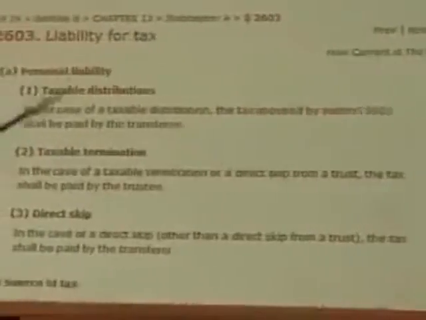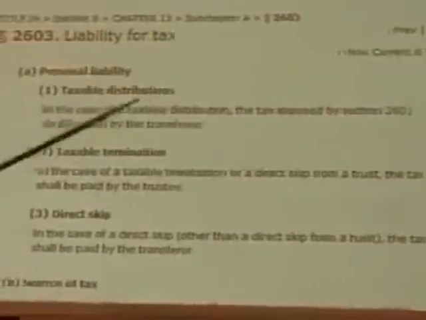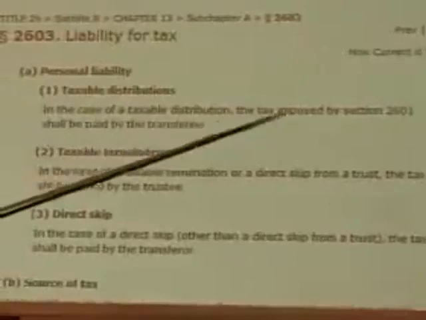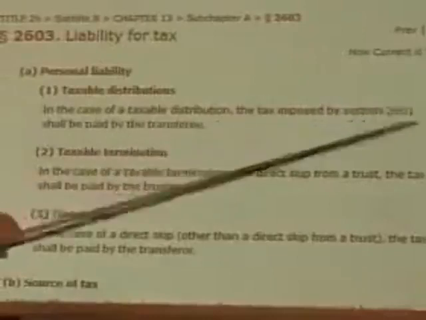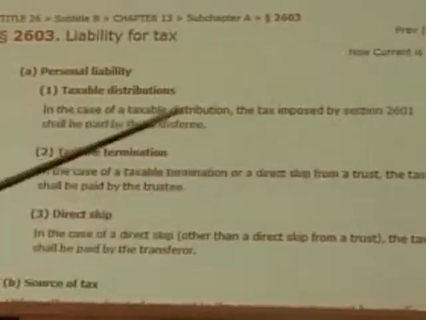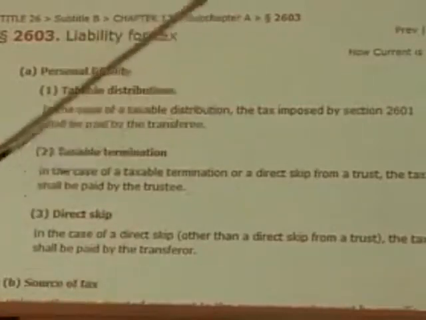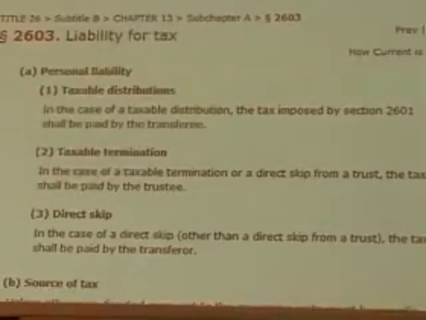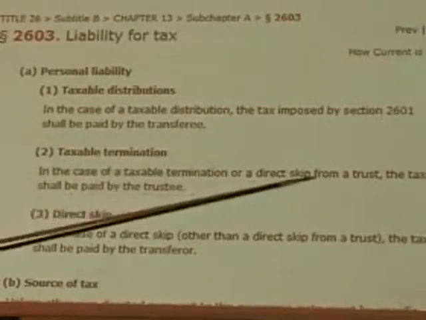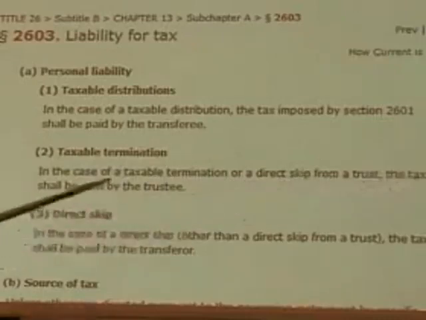Taxable distribution. In the case of a taxable distribution, the tax imposed by Section 2601 shall be paid by the transferee. That's the person that is transferred to. That's who the transferor transfers to, the transferee. Taxable termination. In the case of a taxable termination or a direct skip from a trust, the tax shall be paid by the trustee.